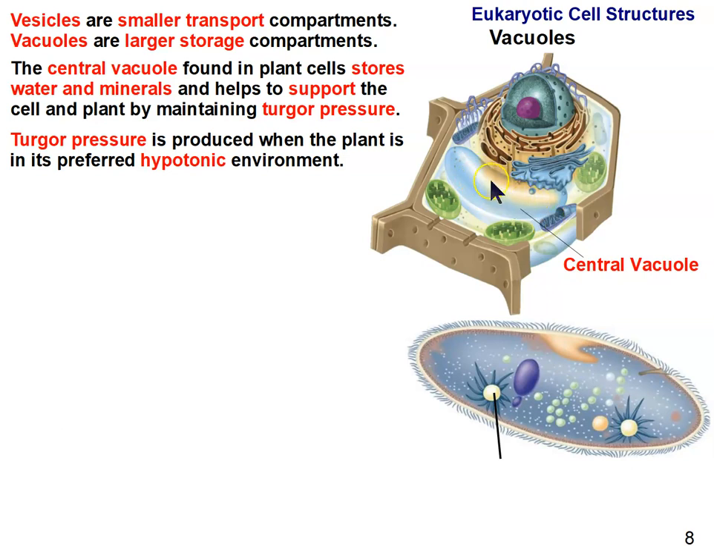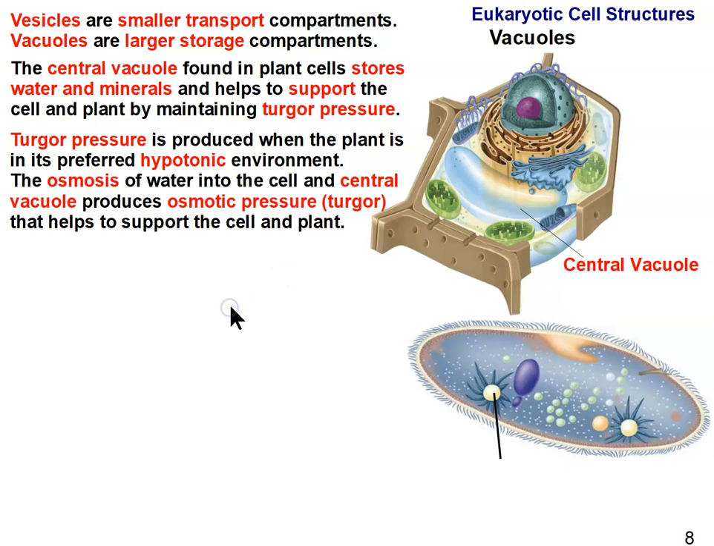And this would be a solution that has a lot of things dissolved in it. So the central vacuole, in being a storage compartment for not only water but also dissolved minerals and things, means there are a lot of dissolved solutes in that solution. That's what makes it more hypertonic than the solution outside, and water therefore osmoses into that central vacuole. So again, it produces osmotic pressure, which has the special name known as turgor.